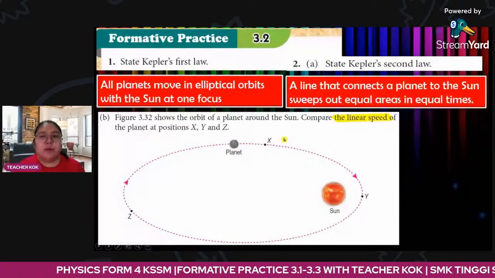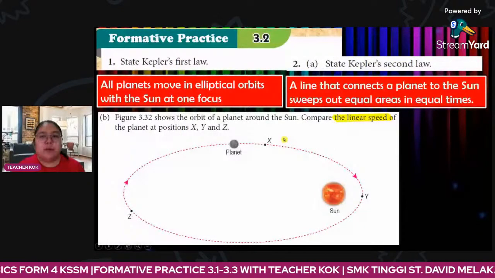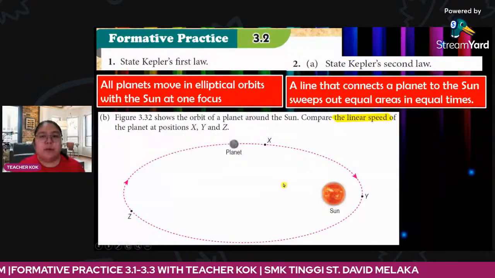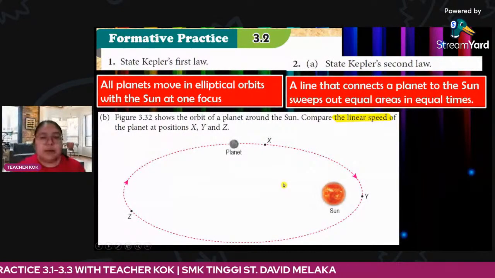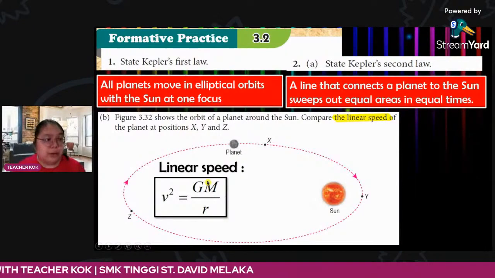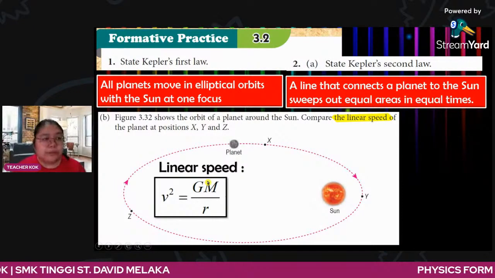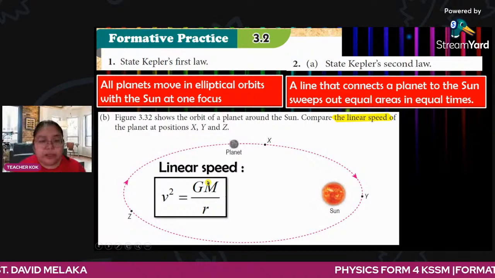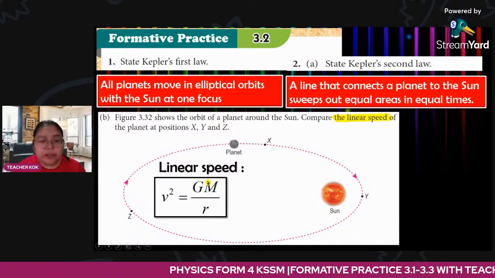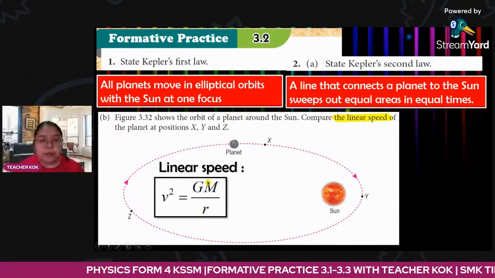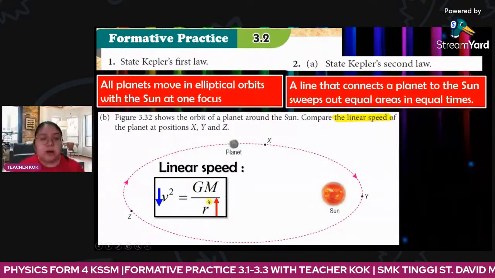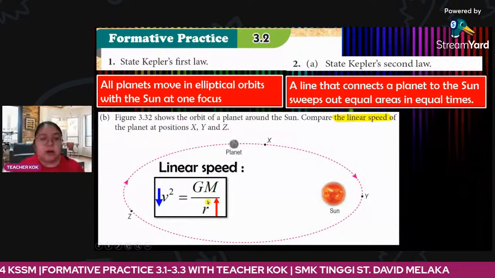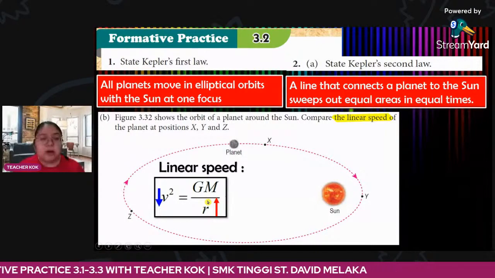For this part, the comparison of linear speed, first we show the formula. I need you to see the formula and the relationship. So V squared equals GM over R. R and V are inversely proportional. If you want the speed to become lower, that means the radius must be further, further from the sun.